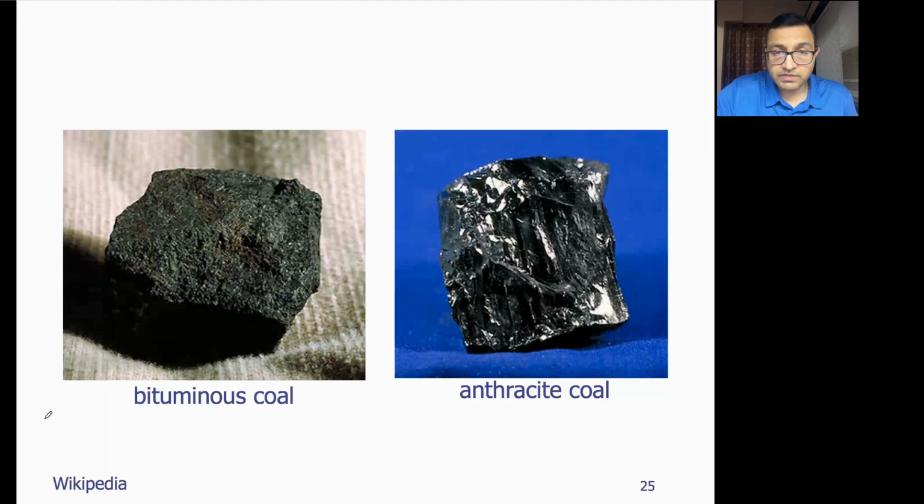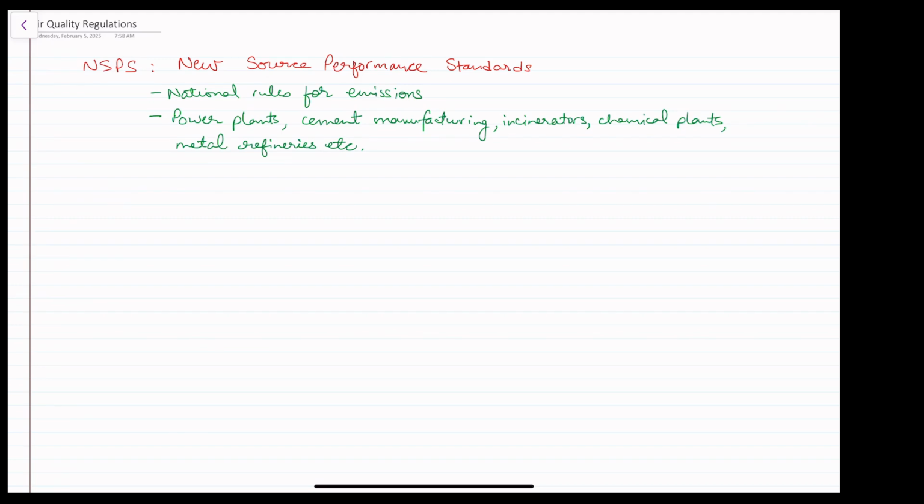Okay, let's do some examples. Before we do the examples, let's consider the NSPS a little bit, the New Source Performance Standards. These are national rules for emissions. So this is emission based, as we just discussed, and it applies to industries such as power plants, cement manufacturing, incinerators, chemical plants, metal refineries, etc. So within that, let's consider the power plant standards as an example.